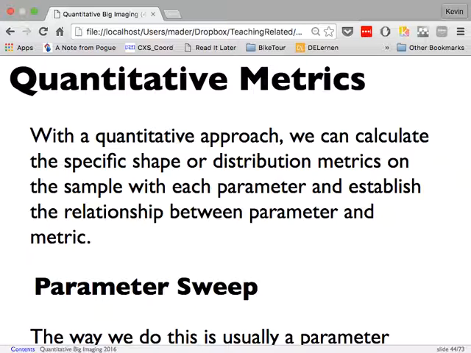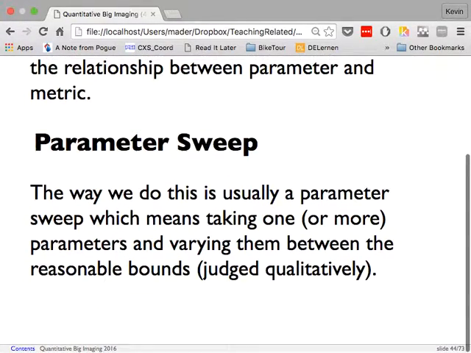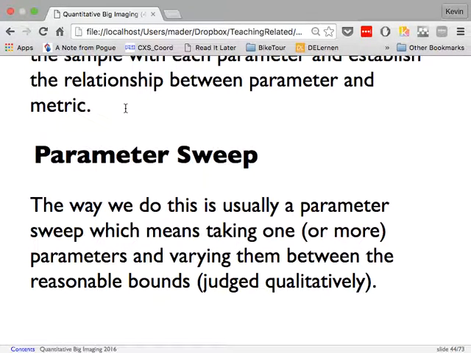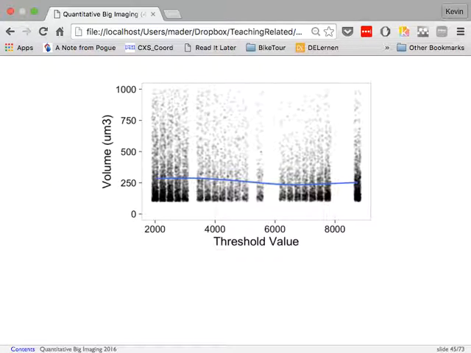And then the quantitative metrics are looking at all of the output values we have and trying to assess something meaningful about them. In the ideal situation, you know what the output value should be: the number of cells, the shape the cells should have, or the thickness of the vessels you're looking at. But a lot of times you don't have that. So one thing you can do is a parameter sweep, where you change the parameters you're feeding into your system and look at how the output changes. This is called a sensitivity analysis.